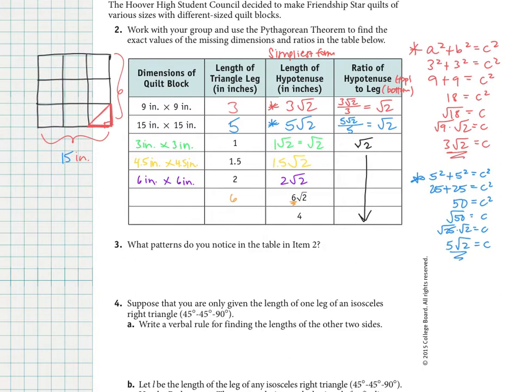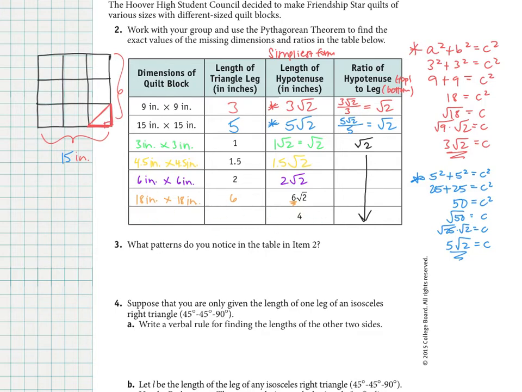Almost the last one on there, looking at this, we can see we're going to take 6 times 3, so it'll be 18 inches by 18 inches. All right, and we can see, the biggest our quilt is means that the length of our legs and our hypotenuse is the biggest so far.